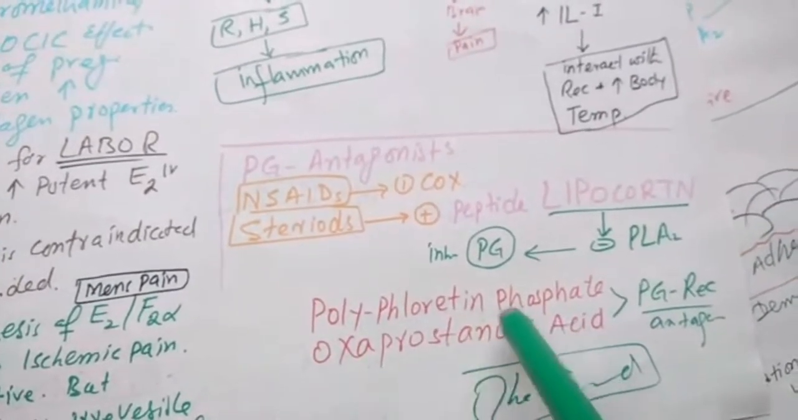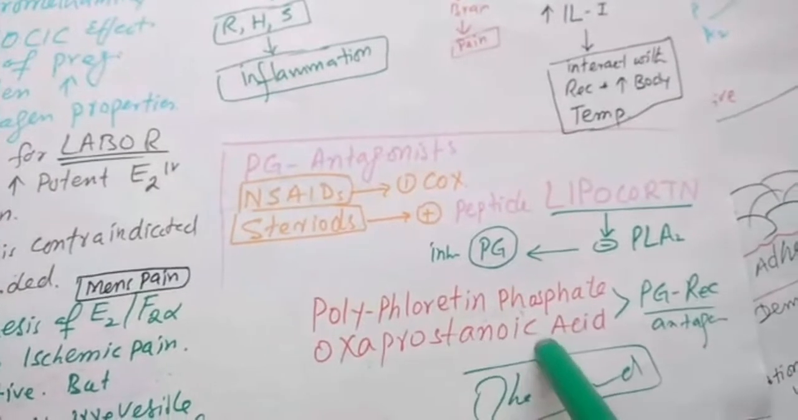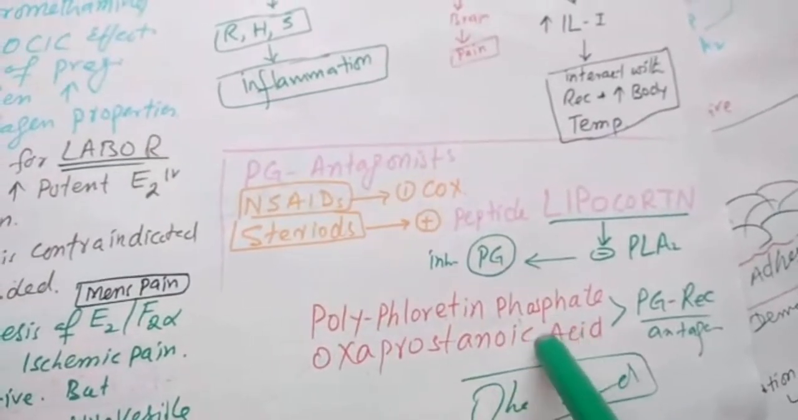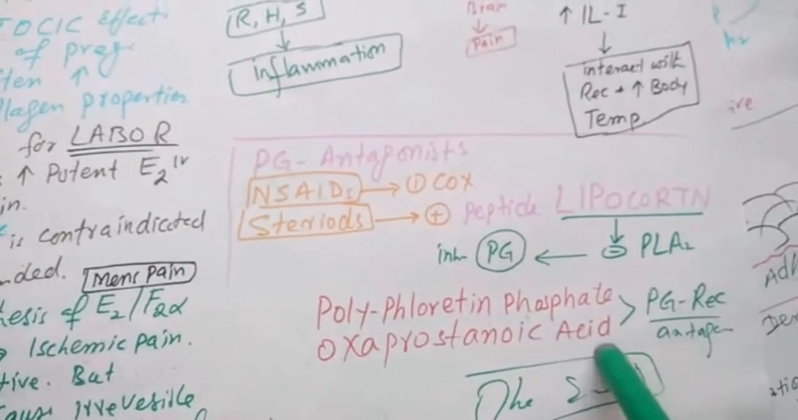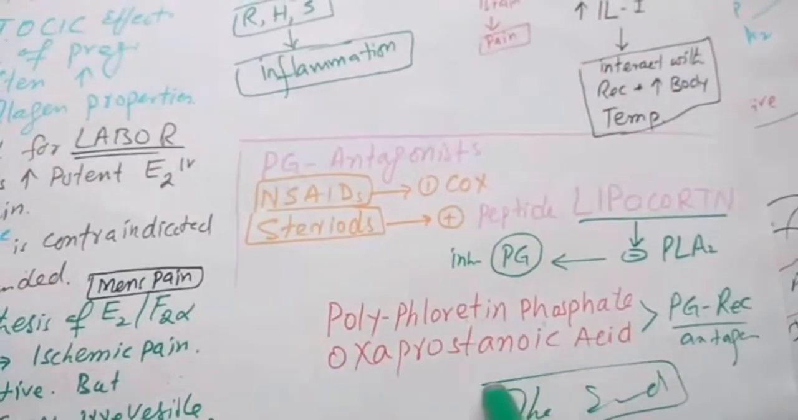Polyfluoroethane phosphate and oxaprostanoic acid. These are the specific selective prostaglandin receptor antagonists, but they are still in clinical trials.